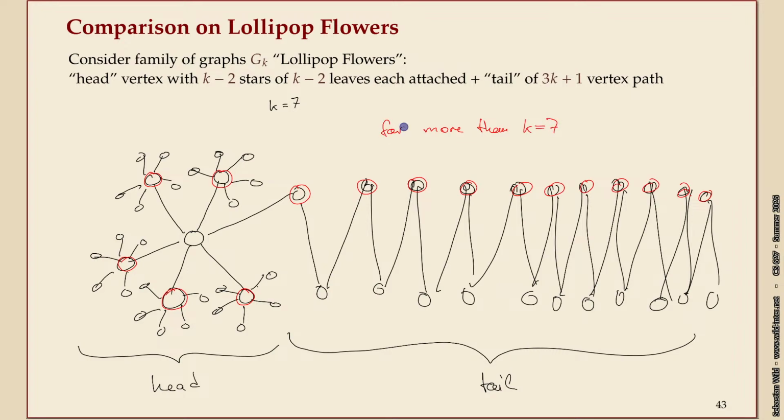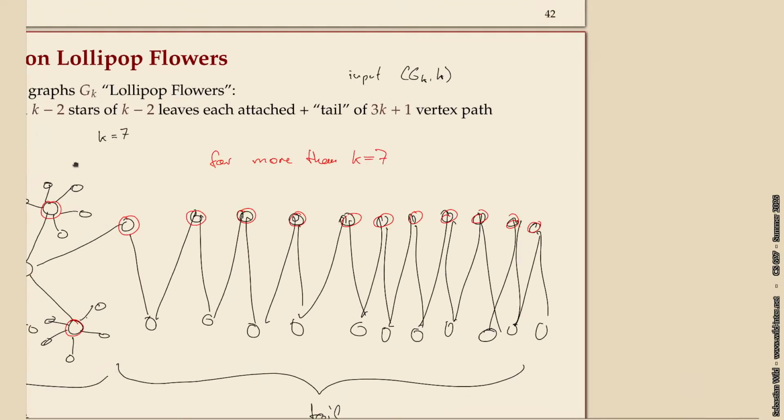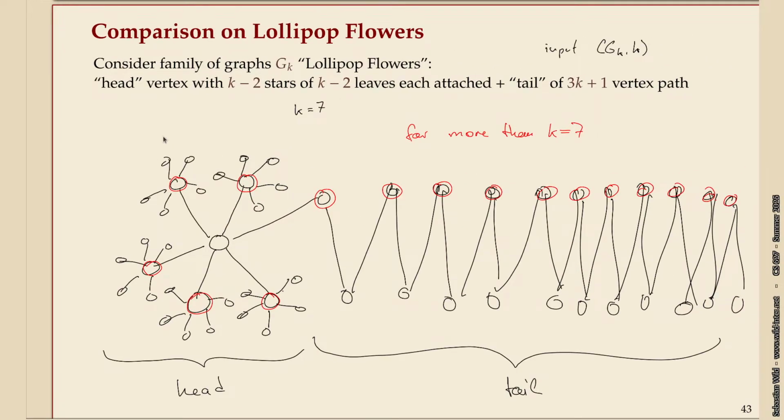So that means the instance, I guess I should say the input, is the graph G_k and parameter k, threshold k. So all the instances will be no instances, just our poor algorithms don't know about that. Okay, let me copy that.